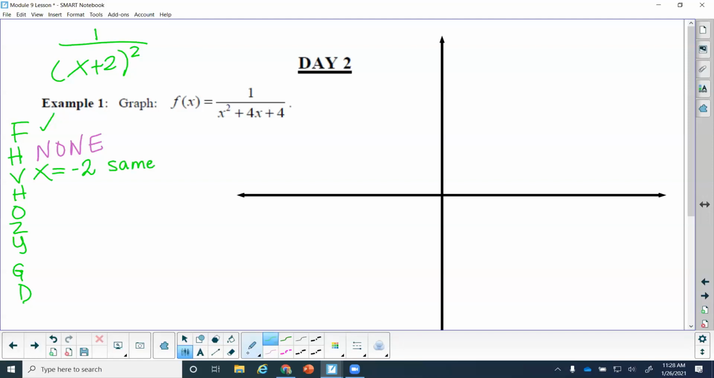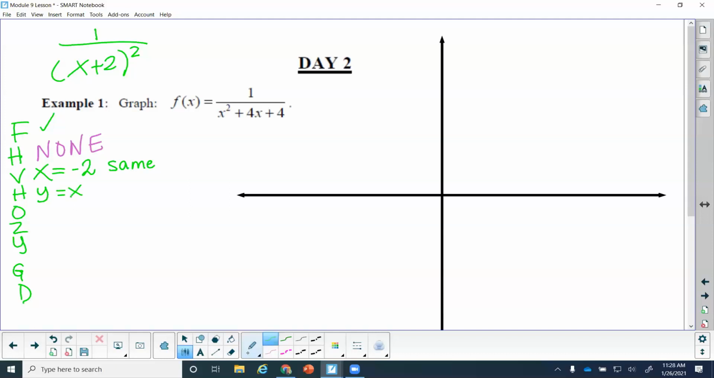Horizontal asymptote, you compare the degrees. That was that yellow box that I put up. Is there a horizontal asymptote? Look at your degrees. There is. You have a horizontal asymptote. It's the x-axis.